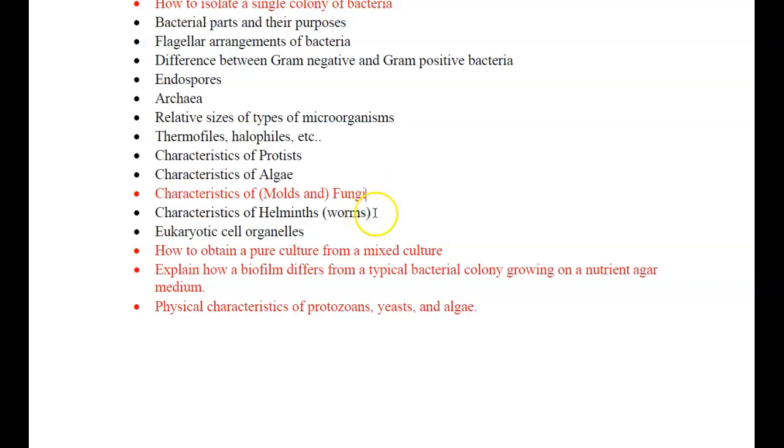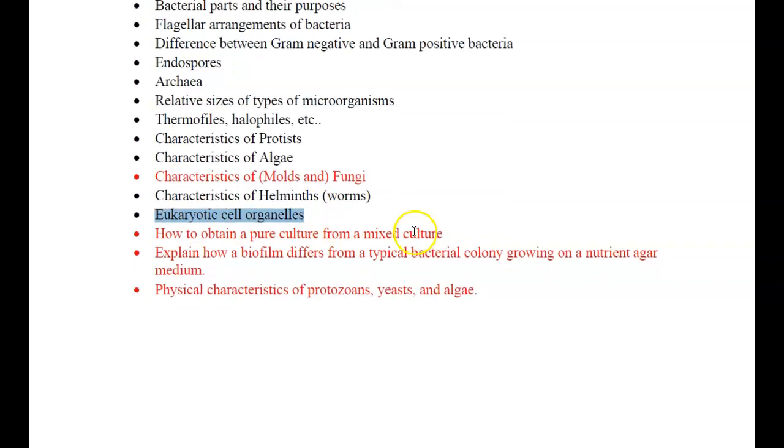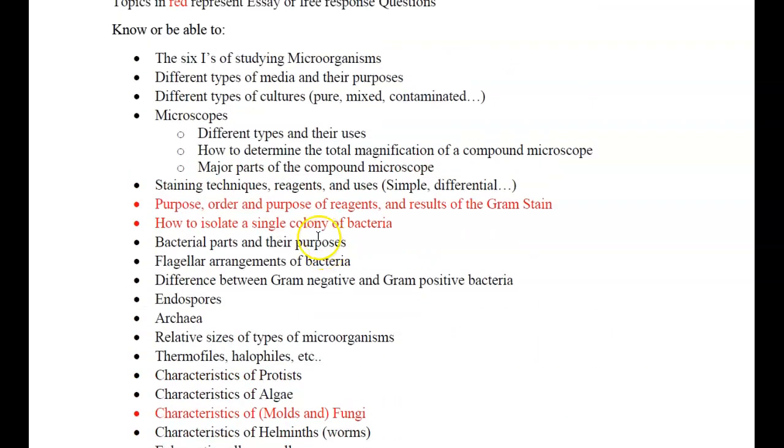So obviously characteristics of helminths, not much on that except generally what they are. So maybe a question or two on helminths, not much else. Eukaryotic cell organelles, again, just knowing kind of what they are, what they do. That's more of a listy thing. Again, obtaining a pure culture from a mixed one goes way back once again to the 6 I's of micro.